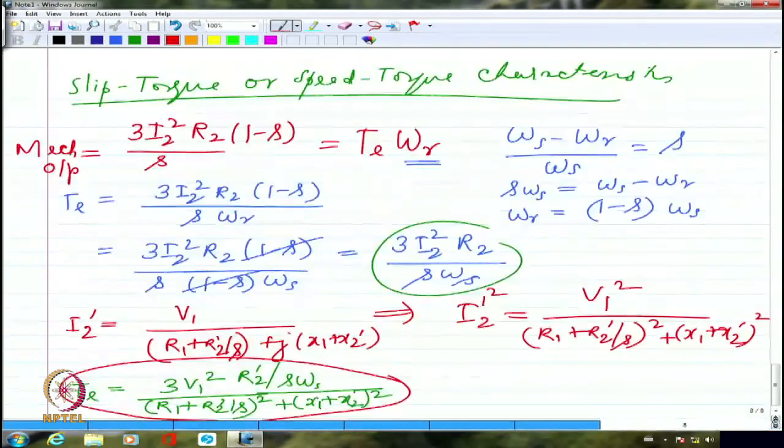See, the thing is that I told you that power is invariant. I2 square R2 will be equal to I2 dash square R2 dash. So I replace R2 also by R2 dash. So I don't think there is any mistake. Is that fine? Okay?